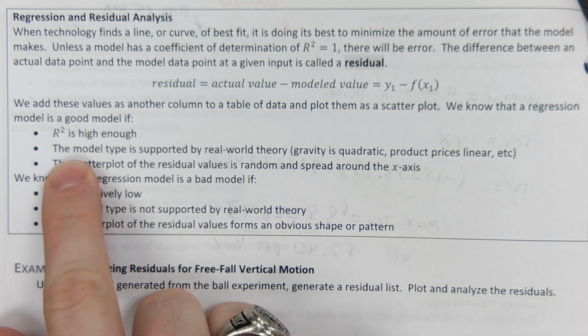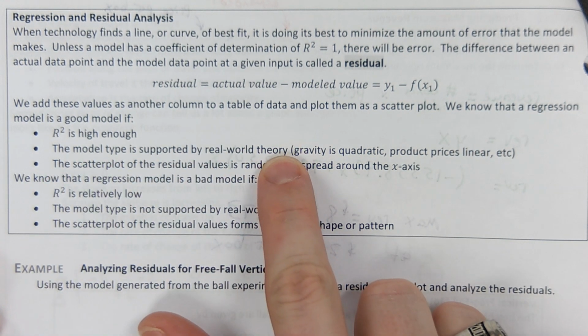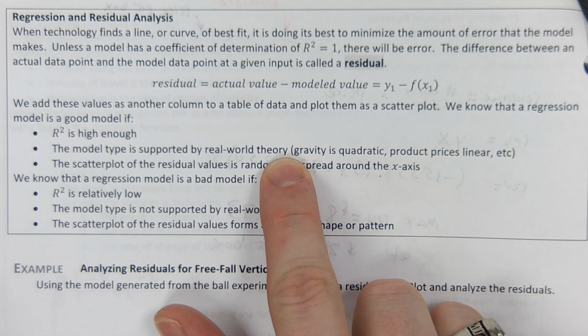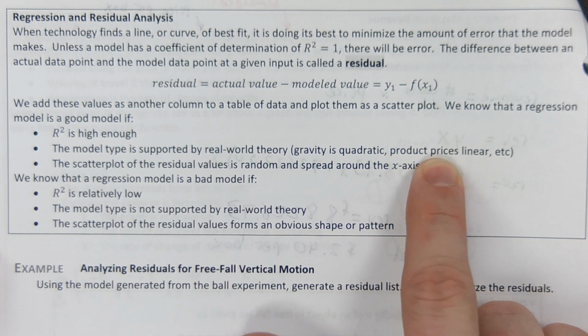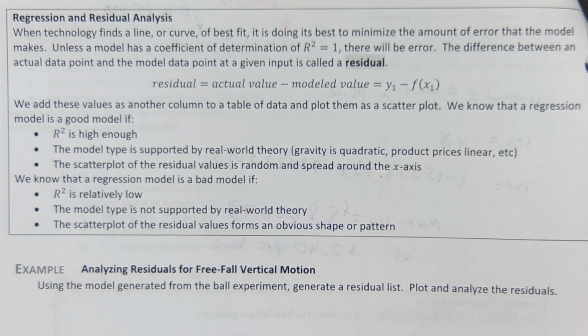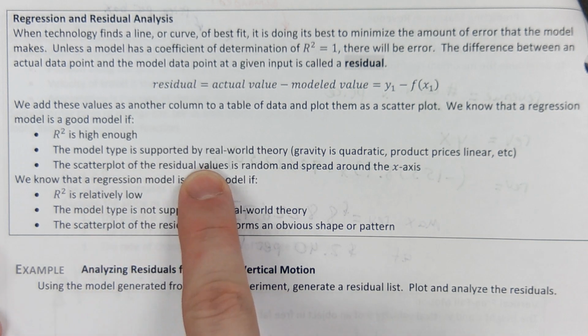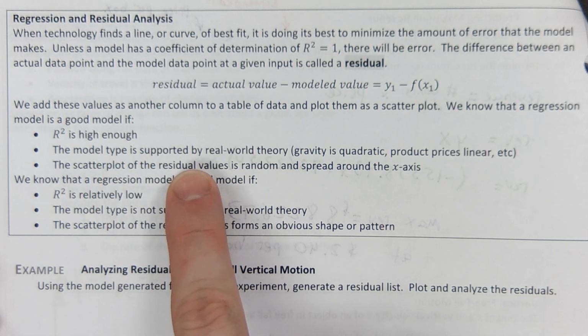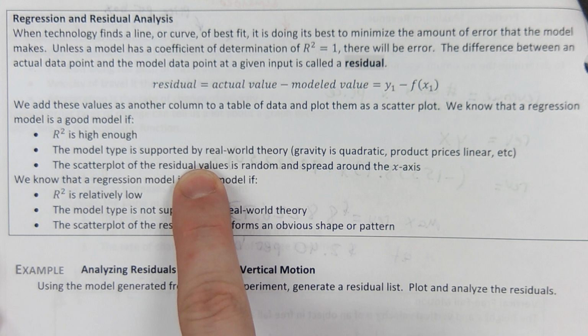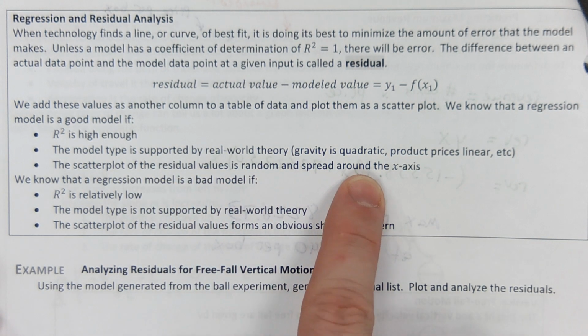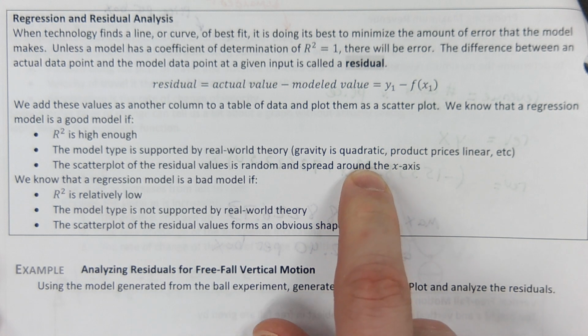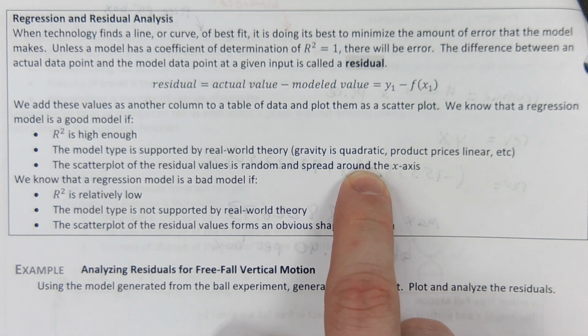Way number 3, if the model type is supported by real-world theory like gravity or product prices being linear and things like that. Those are real-world mathematics. They're going to generate good models. The last way that we can tell if a model is good or not is by creating a scatter plot of the residual values. And if the residual values are randomly spread around the x-axis and relatively close to the x-axis, that's another way of seeing if it's a good model.